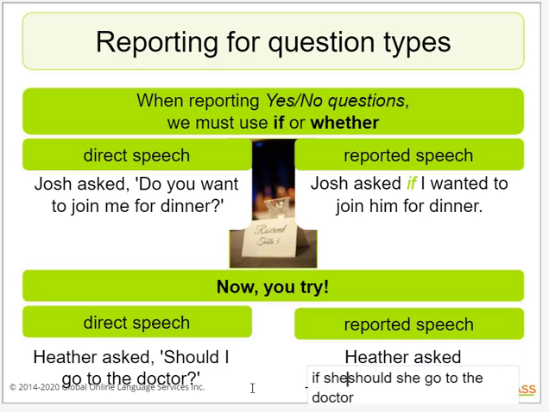If she should go to the doctor. Why is it this way? Because when we're using reported questions, we use if or whether, because we're talking about something that someone else said. We're not actually doing it. So in this case, we're referring to what Heather said.